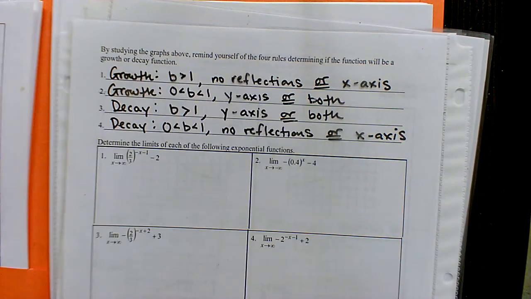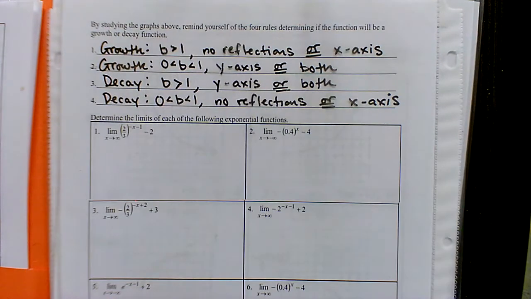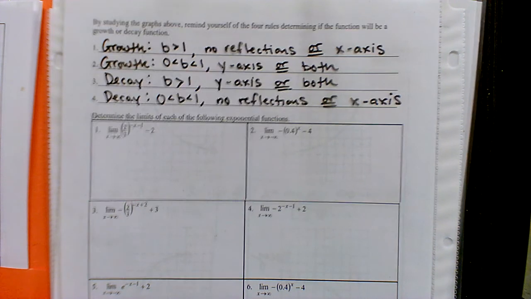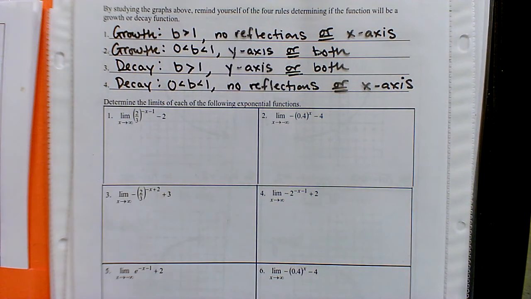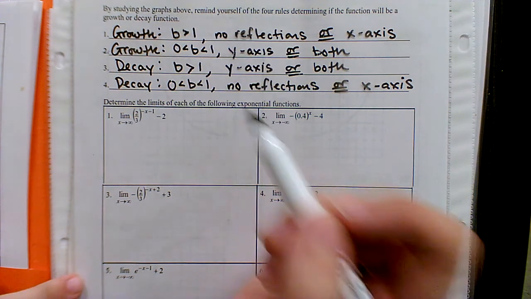Okay, so no more graphs. We're going to go ahead and take a look at where the negatives or reflections are located in an equation to help us determine what the actual limits might be. Notice how we don't have any graphs here. So take a look at number 1. Can we identify some type of reflection based off that equation? We're just looking for negatives and where they're located. Can we find it? Yeah.